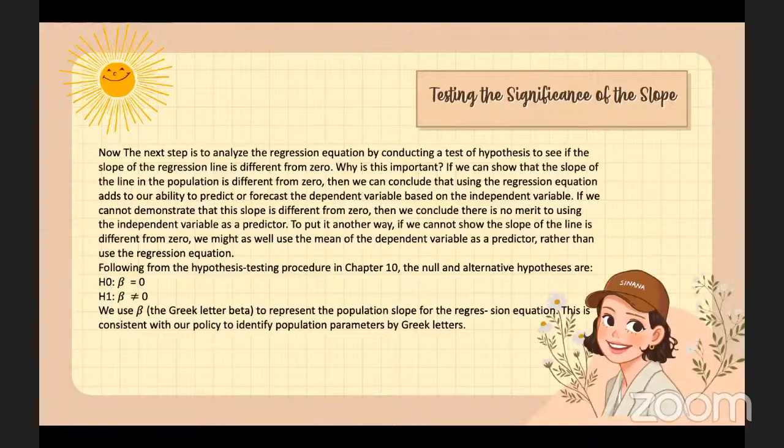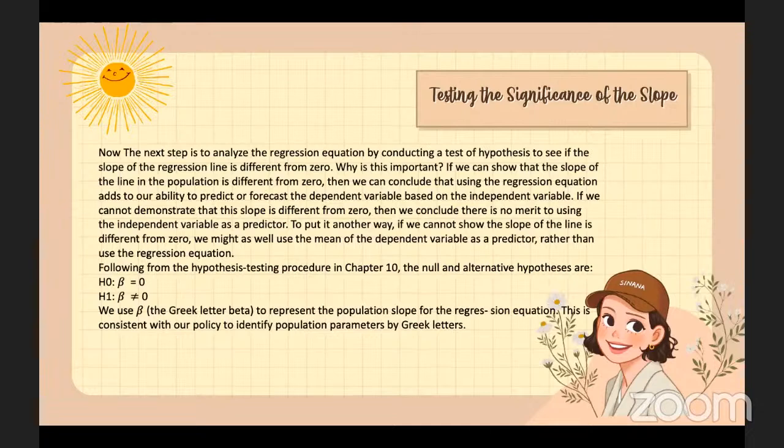If we cannot demonstrate that this slope is different from zero, then we can conclude that there is no merit in using the independent variable as a predictor. To put it another way, if we cannot show the slope of the line is different from zero, we might as well use the mean of the dependent variable as a predictor rather than use the regression equation.